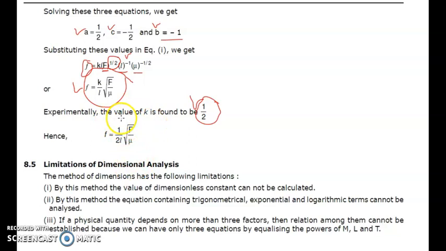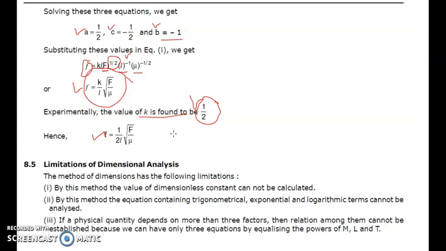In this case, experimentally K has been found to be half, so we will take K as half in this equation, and the final expression would be f is equal to 1 by 2L root F by mu. Okay, if the value of K is not given to you, you will simply not substitute it, and you will simply write K as K at that place.